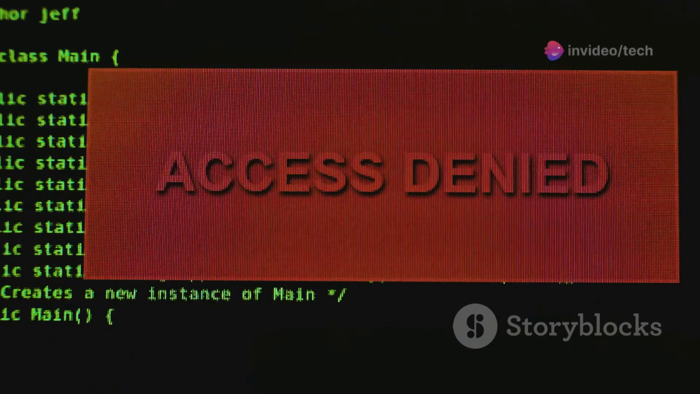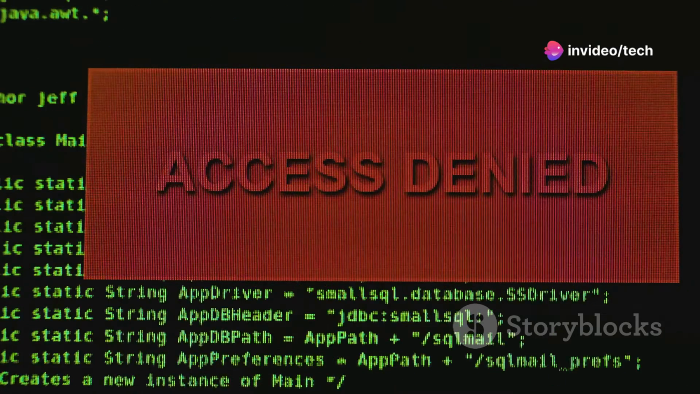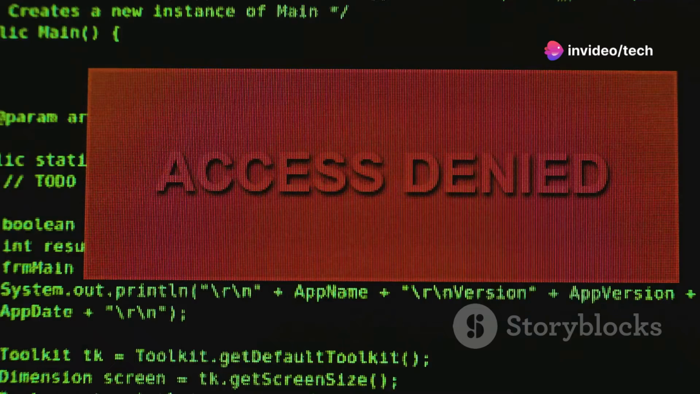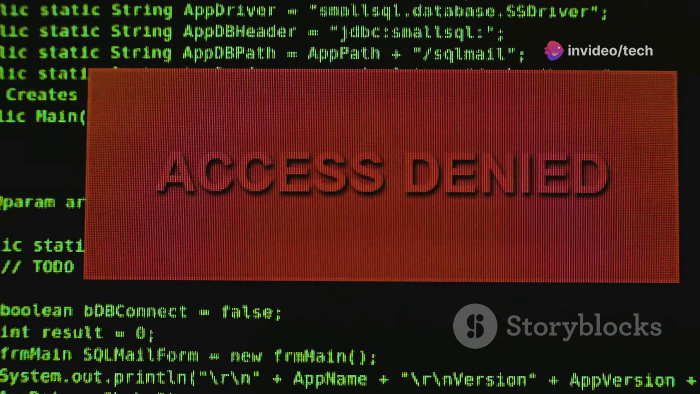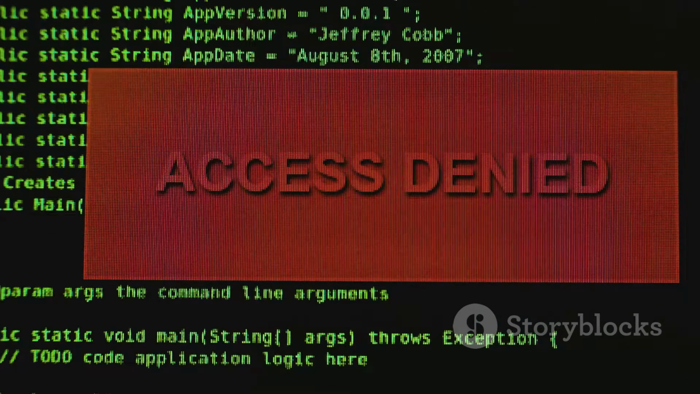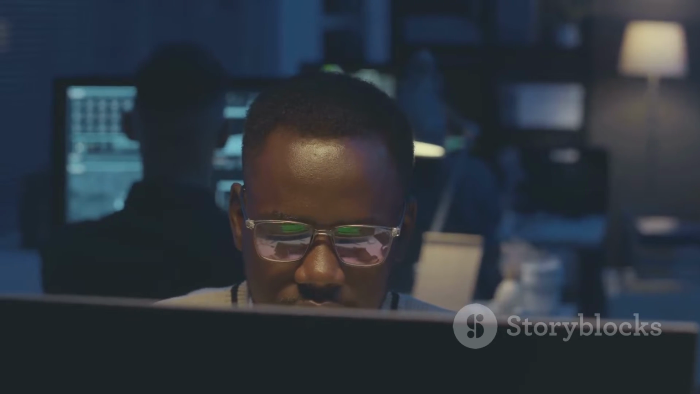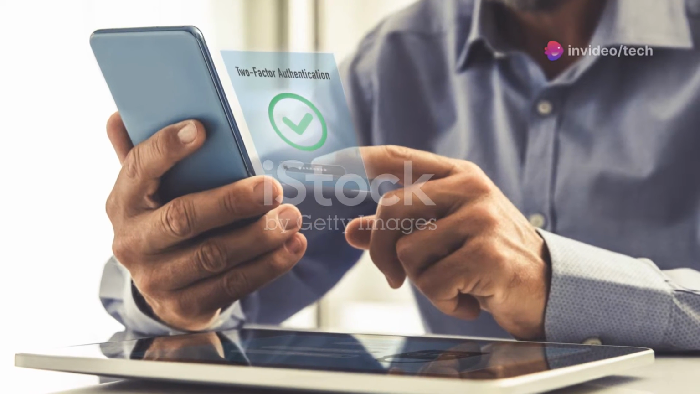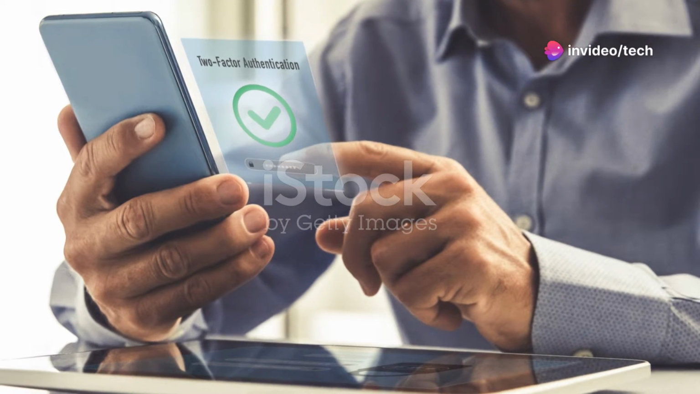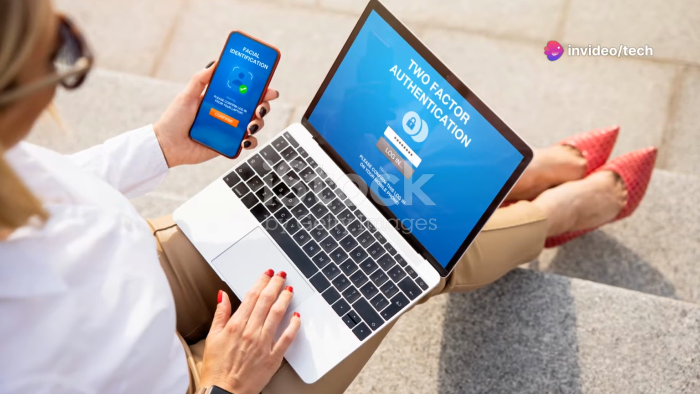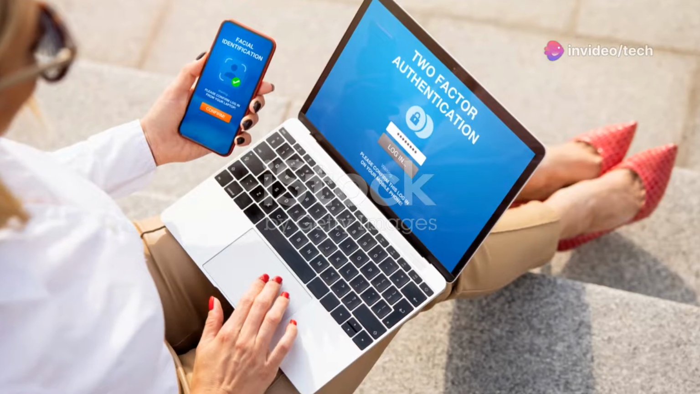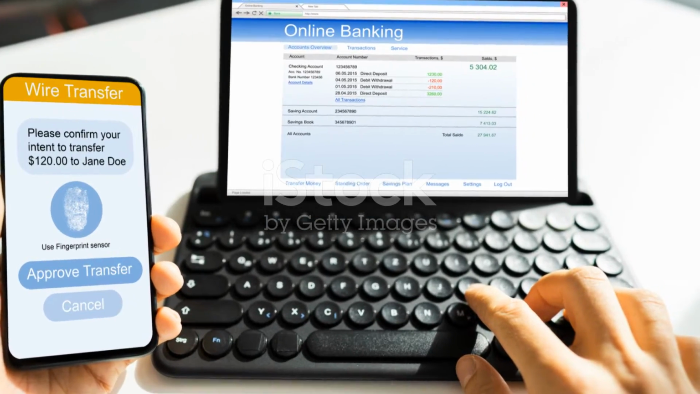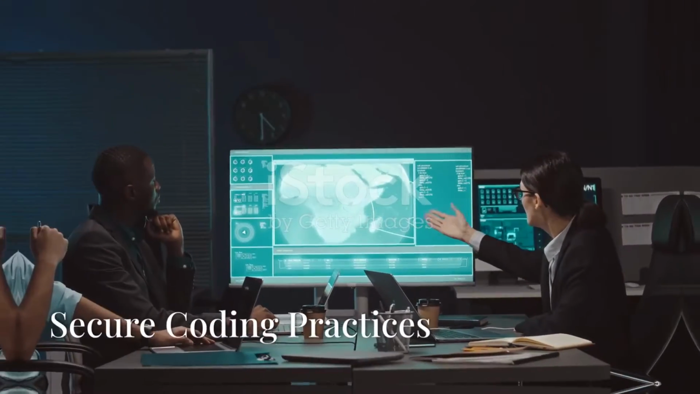Validating all user inputs is essential to prevent injection attacks and other vulnerabilities that could lead to unauthorized access. Never trust user inputs. Ensure thorough validation and sanitization of all data received from users. Lastly, using secure authentication and session management practices is vital. Implement strong password policies, multi-factor authentication, and secure session management techniques.